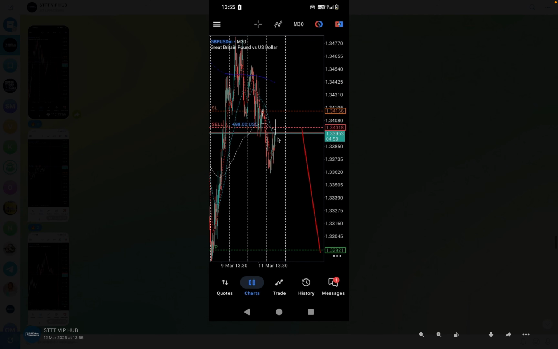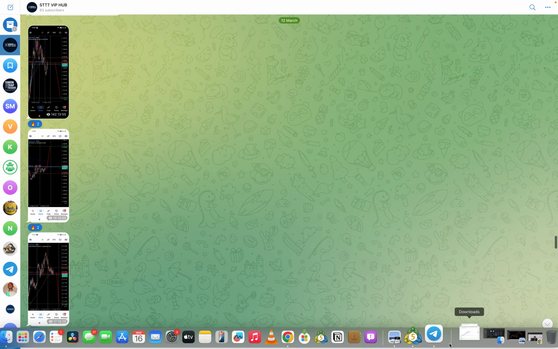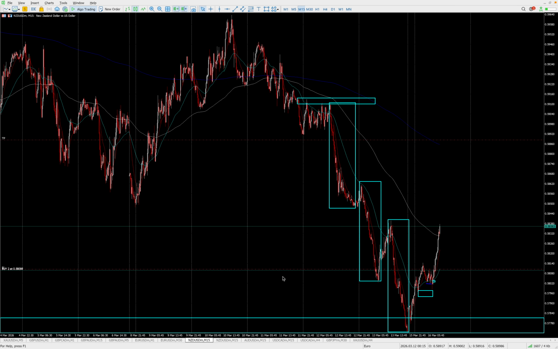This is how our signals are sent. As you can see, every screenshot comes with a stop loss and a take profit. All right, so we had a sell on GBPUSD. So I'm going to be explaining my thought process around this and the reasons why I took this trade. All right, so if we go to the charts, let us jump into the charts.